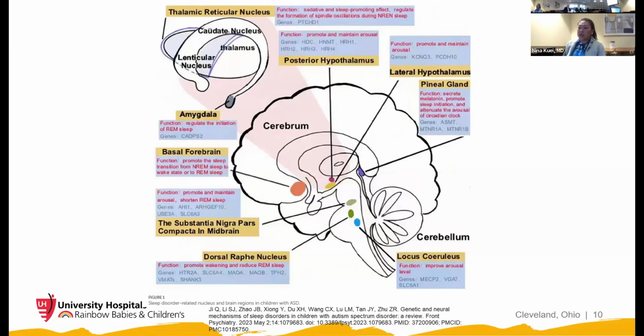Okay. So this is a diagram. I really like this quite a bit, because it maps out all the genetic variants that we currently know of that affect sleep regulation in patients with autism. The pineal gland, we know, is in charge of melatonin, and so the MTNR genes are actually located in that area.